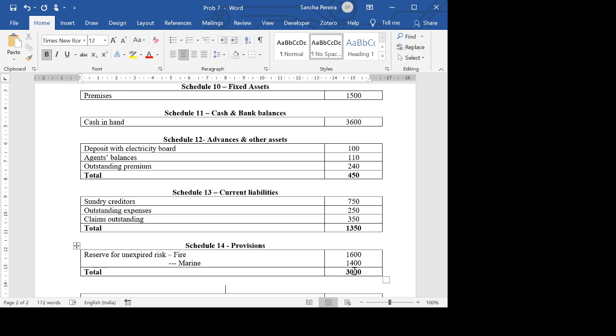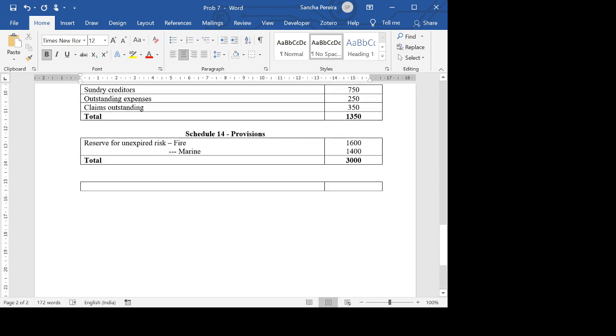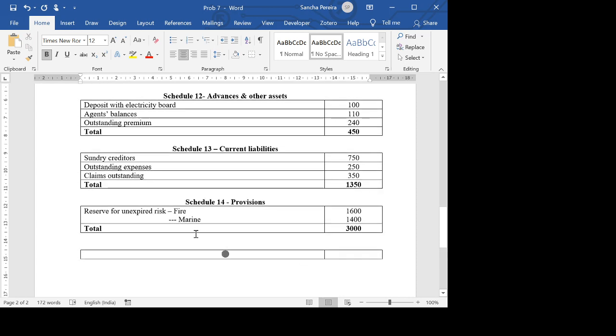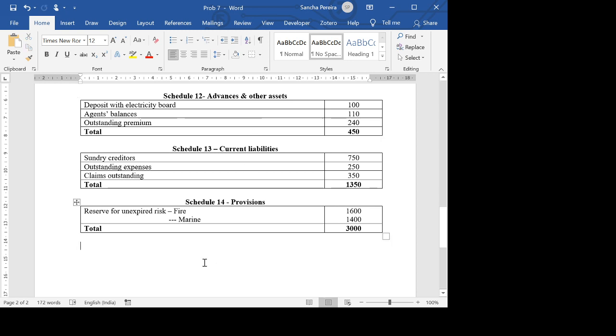And finally, the last one I think is Schedule 15. Now we don't have anything under Schedule 15, so we don't need to prepare Schedule 15. If you don't have an item under the schedule, no need to prepare, but you need to mention it in the balance sheet in the format. So we don't have anything.